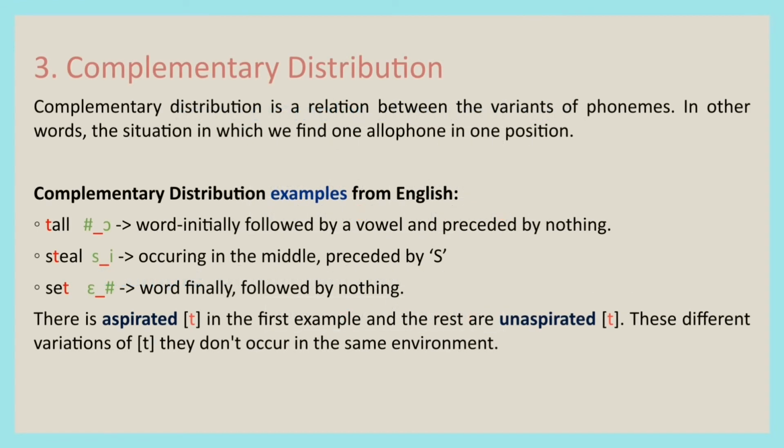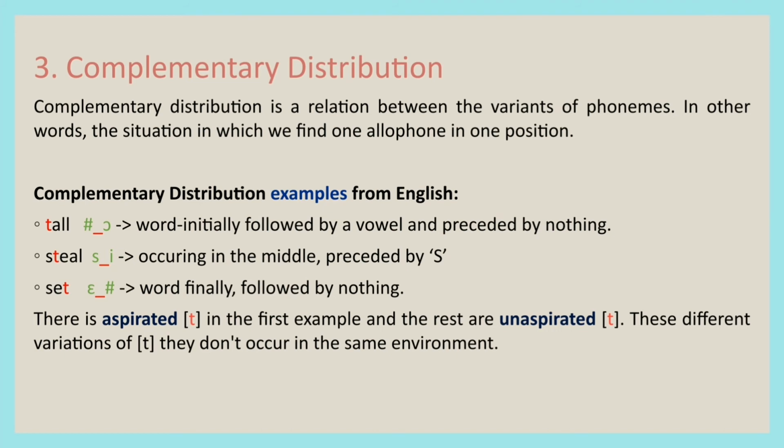Next, complementary distribution. This is going to be my last talk. So, complementary distribution is a relation between the variants of phonemes. In other words, the situation in which we find one allophone in one position.